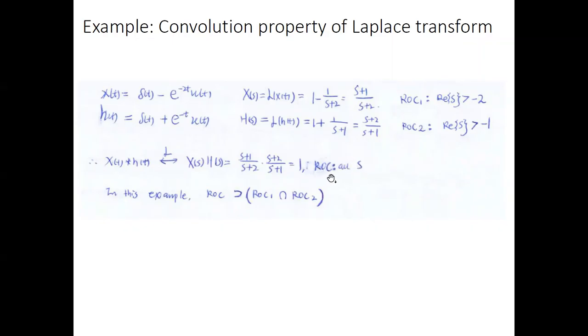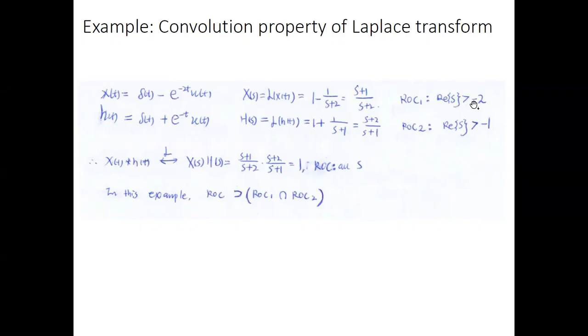And you will see another validation why the region of convergence is all the S, because it turns out small x convolved with small h is delta of t. And we know delta of t has region of convergence all the S. This will be shown in the next slide. But let's stay at this slide for a little while, because we want to look at the region of convergence and the relationship with the region of convergence of the convolution.